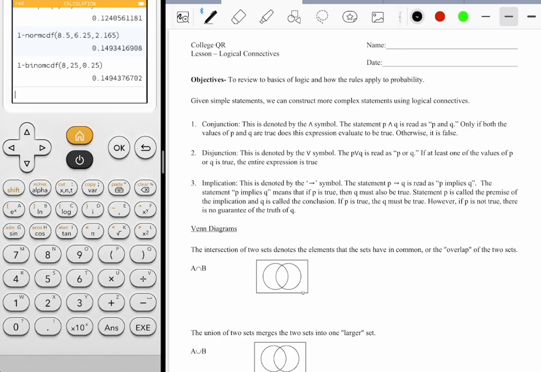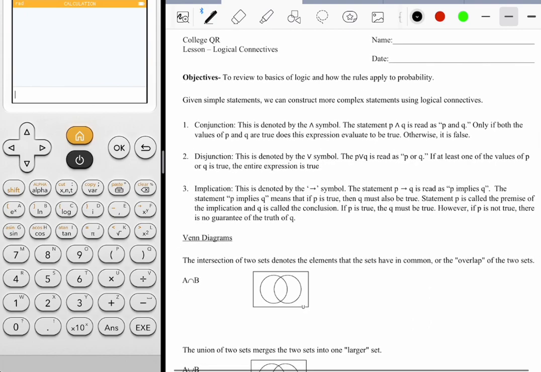So we're going to learn about logical connectives, among other things, but logical connectives, the ways of combining two thoughts together and to try to make a logical conclusion from it. So I'm going to start off with the basic connectives, which is the and the or, and then we'll get into the implication.